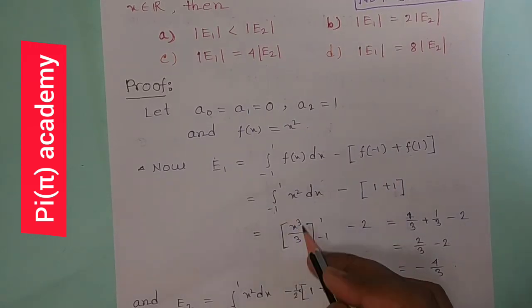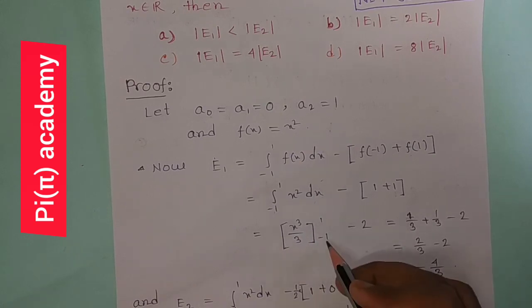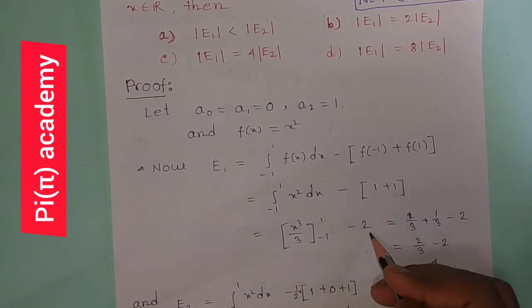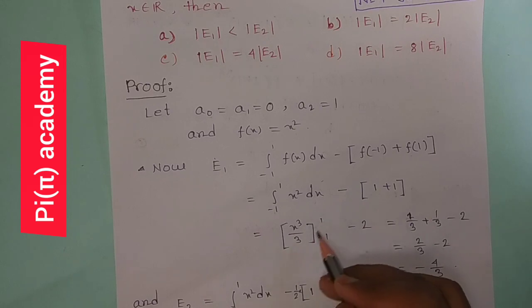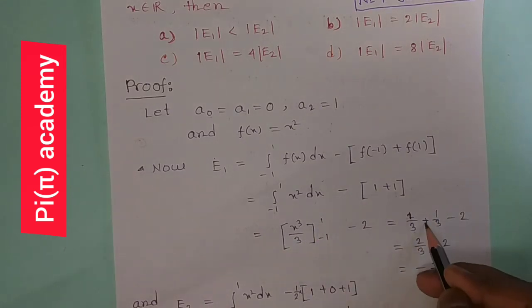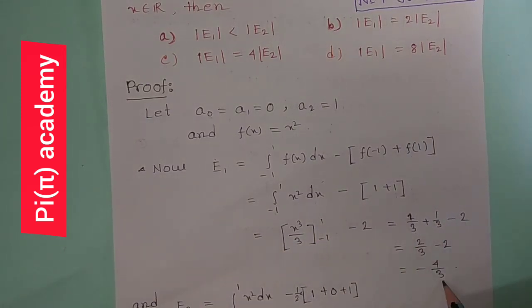the integration of x square is x cubed by 3 from minus 1 to 1, and this is minus 2, and upper limit minus lower limit, that is 1/3 plus 1/3 minus 2, and we calculate this, we get minus 4 by 3.